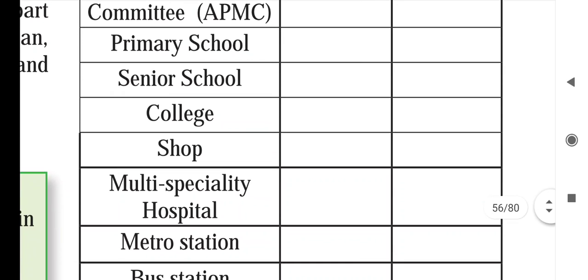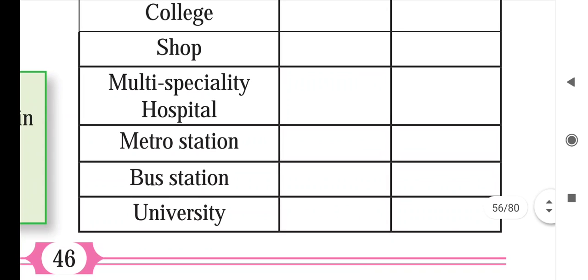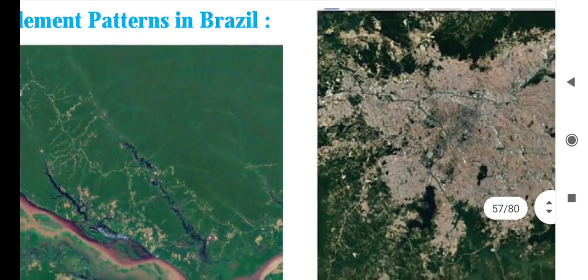Senior schools are found in villages and also in cities. Colleges, cities. Shop, both places. Multi speciality hospitals we can find in the cities. Skilled doctors are available there, so that we will find in the cities only. Metro station, city. Bus station, cities. And university, cities. So now we will go to the next.